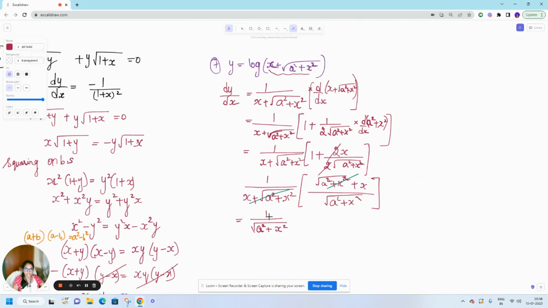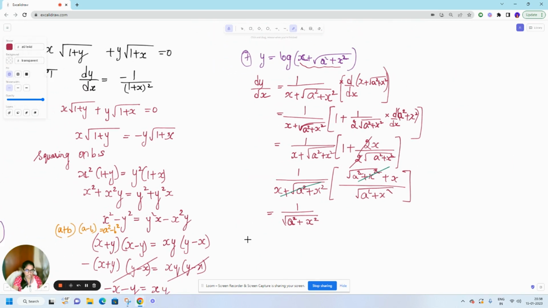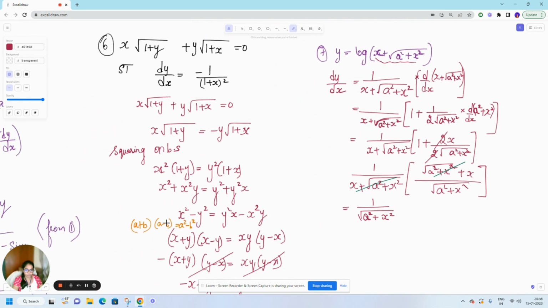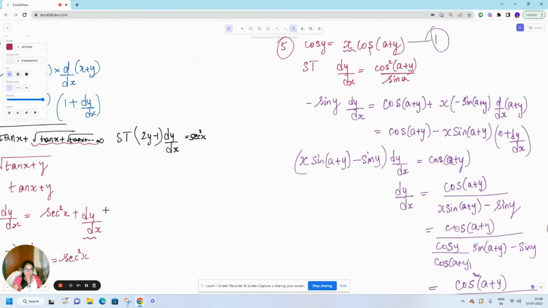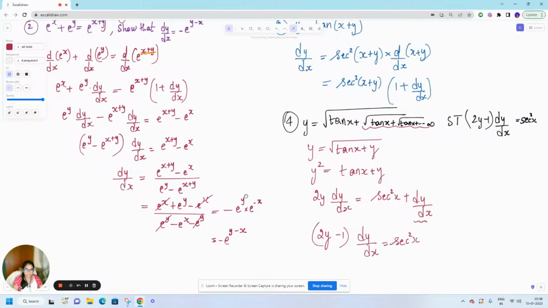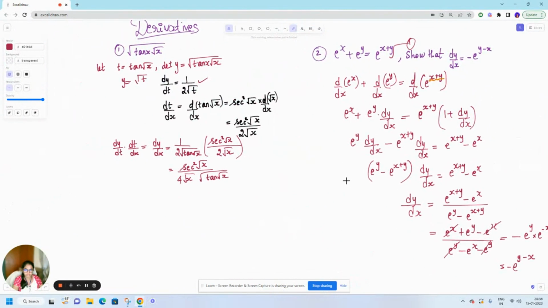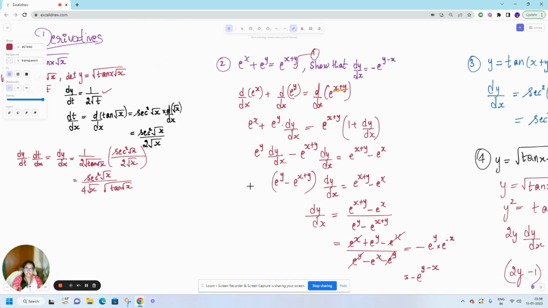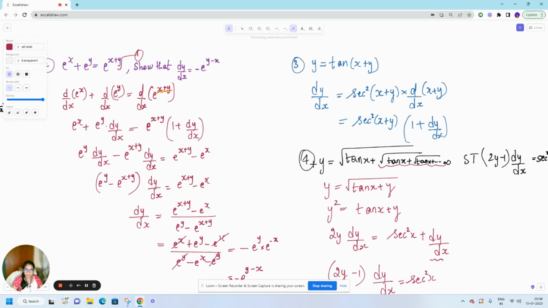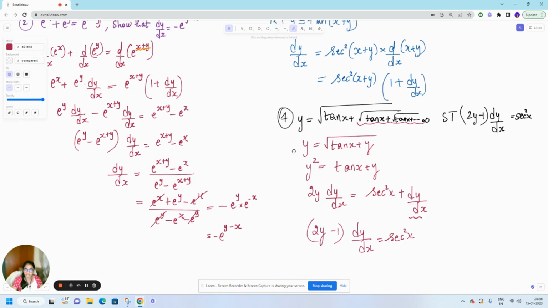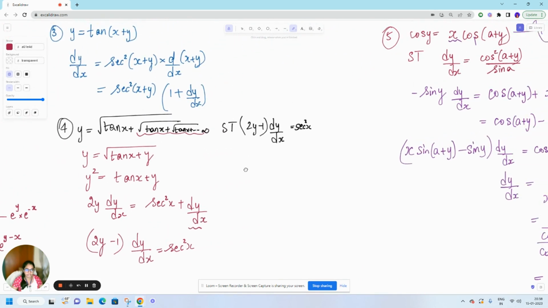So what did we study in this lecture? We tried solving different types of derivative problems. How did we solve the first problem? We used chain rule, twice. In the second one, they had asked us to show that dy by dx is equal to something. And in the third one, even that was chain rule.